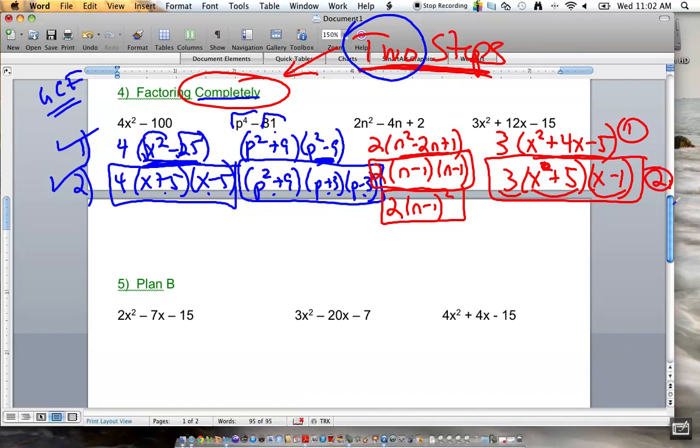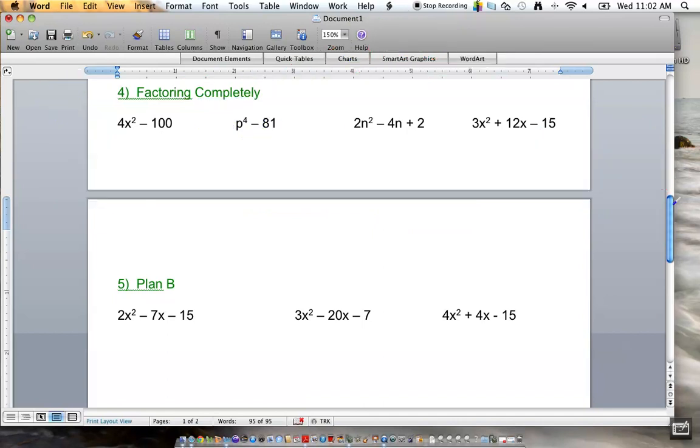Factor completely. 2 steps. Make sure you get it done. Okay. That's the 4th level. The 5th and final level is here.